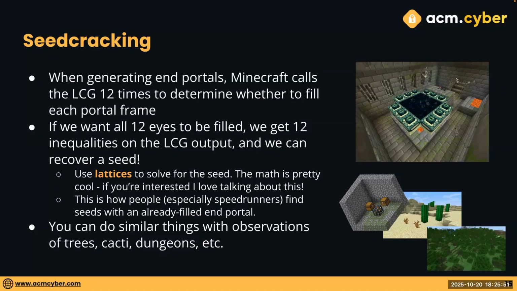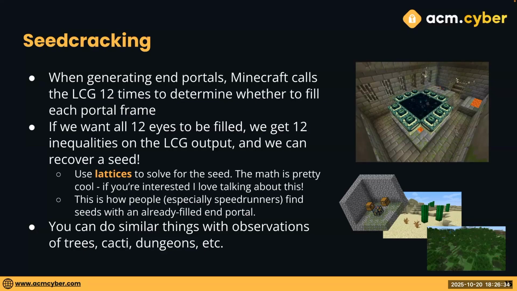But if we want that to be the case, what would have to happen is that the RNG generates a number that satisfies the 1/10 probability 12 times in a row. And the way that happens is that it generates a number, checks if it's greater than 9/10 times the maximum value, and does that 12 times in a row. So this actually gives us 12 inequalities on the value of the LCG output. And using those inequalities, we can use a thing called lattices to solve for the seed that causes this to be true. This is pretty complicated math, and if you're interested, you can talk to me, but I won't really go over it. But this is how people find seeds where the eyes of Ender are already filled and you don't have to add any more.